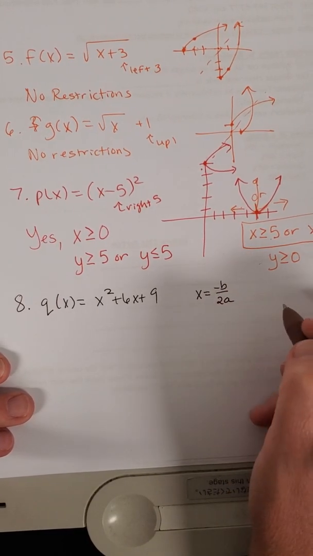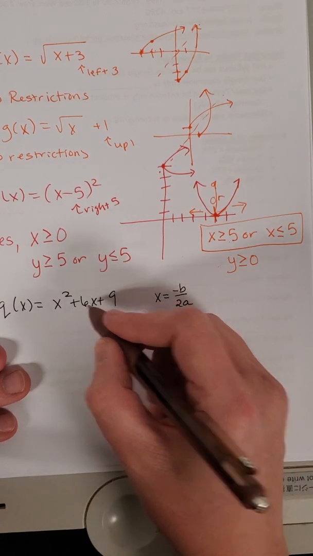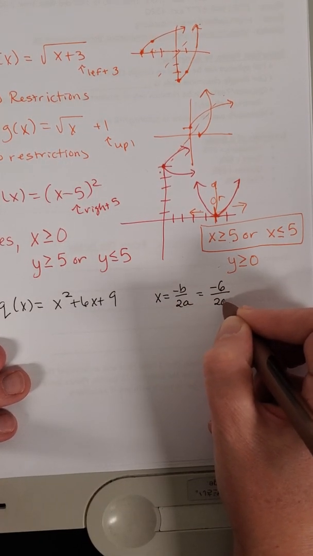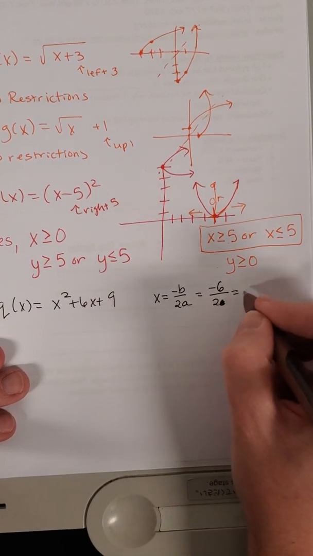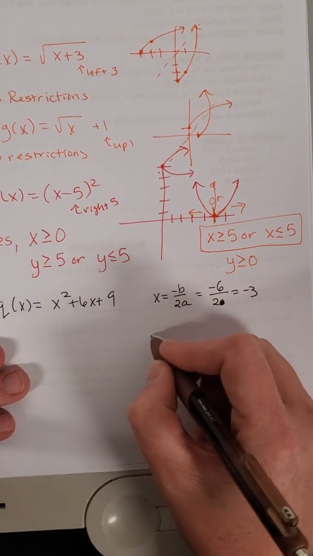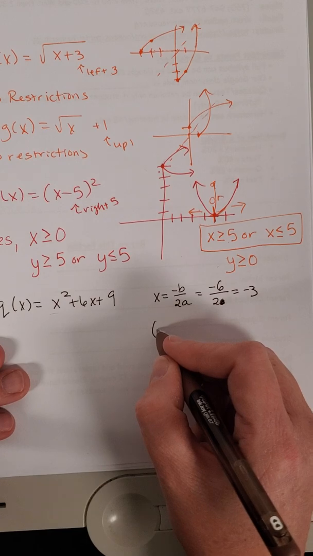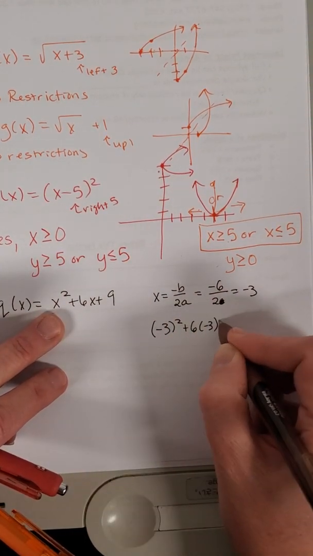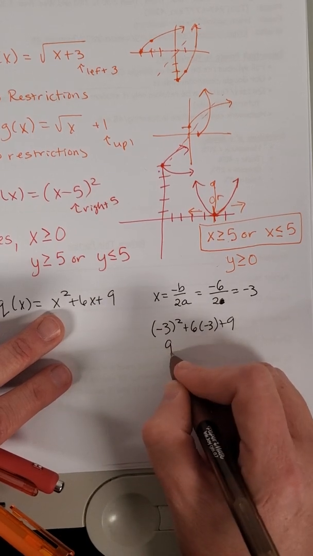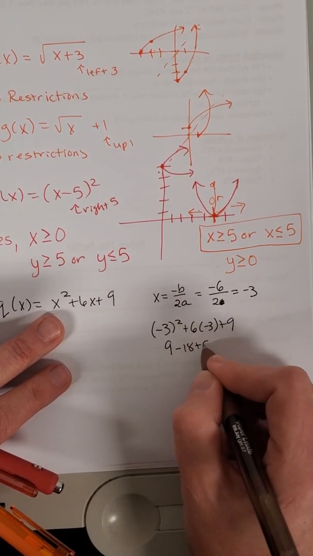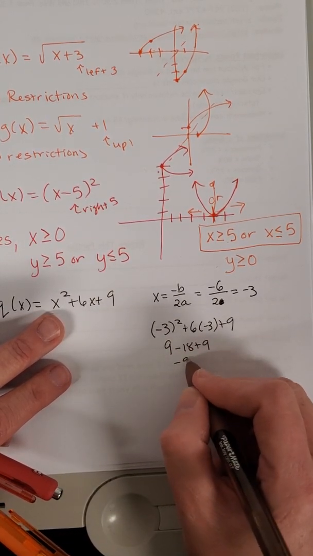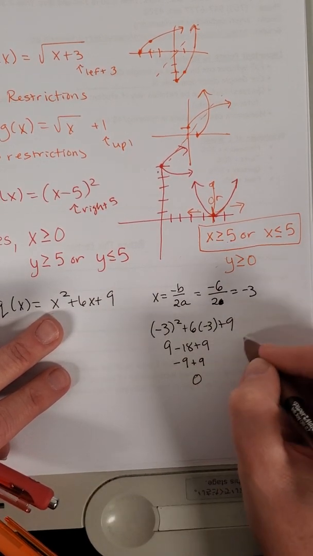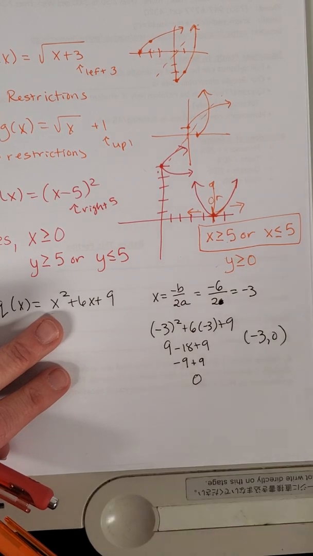And this gives you the x coordinate of your vertex. So in this case, b is 6, so this would be negative 6 over 2a, which is 1, which would give me negative 3. And I substitute that back into my equation. So negative 3 squared plus 6 times negative 3 plus 9. This would be 9 minus 18 plus 9. This would be negative 9 plus 9, and our vertex would be actually at negative 3 comma 0.